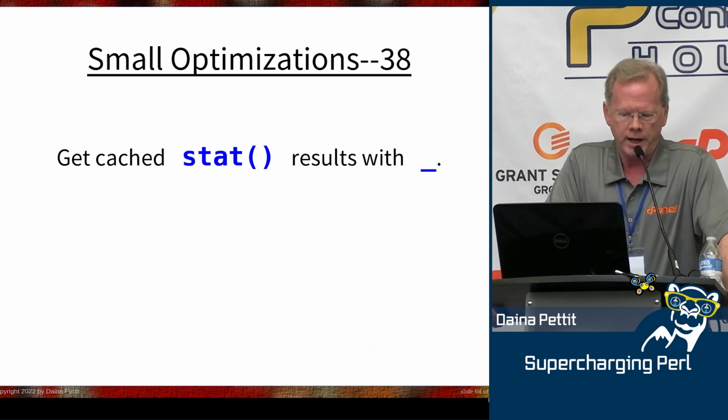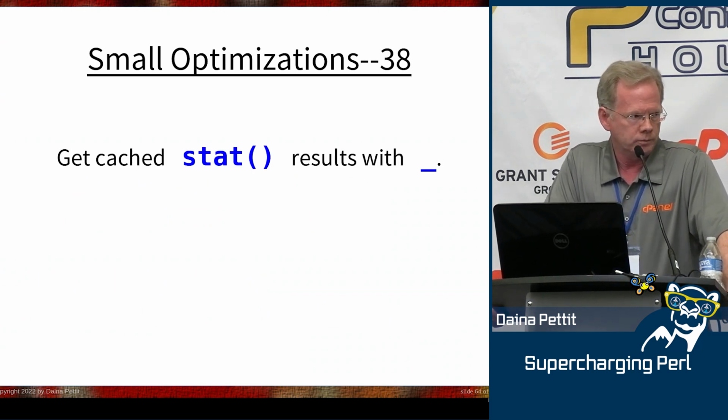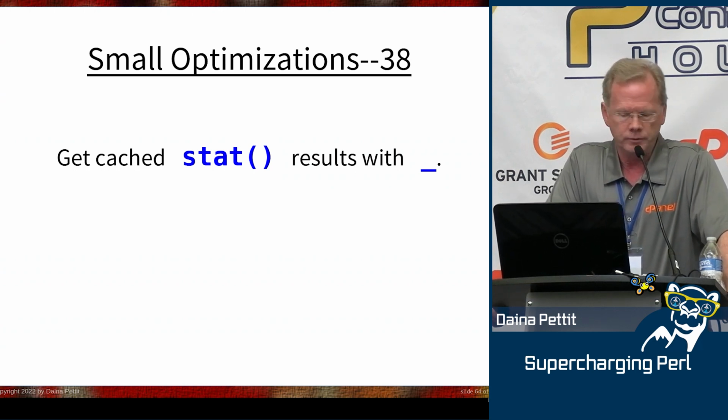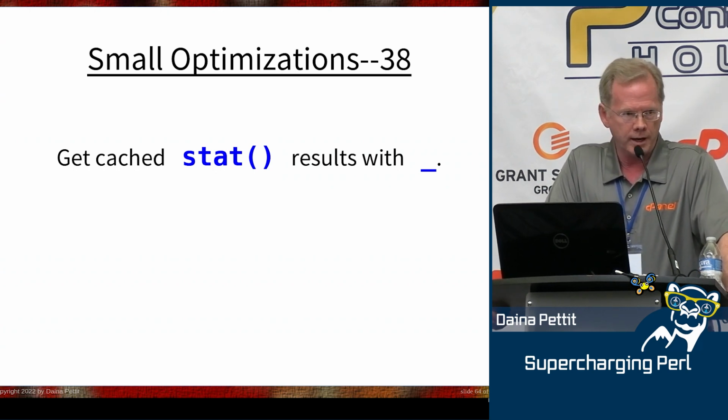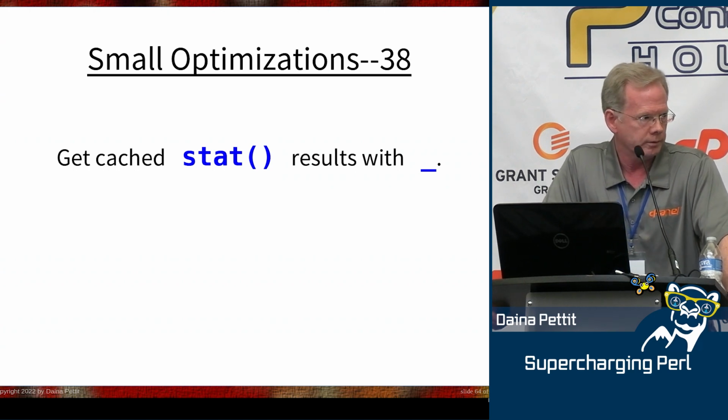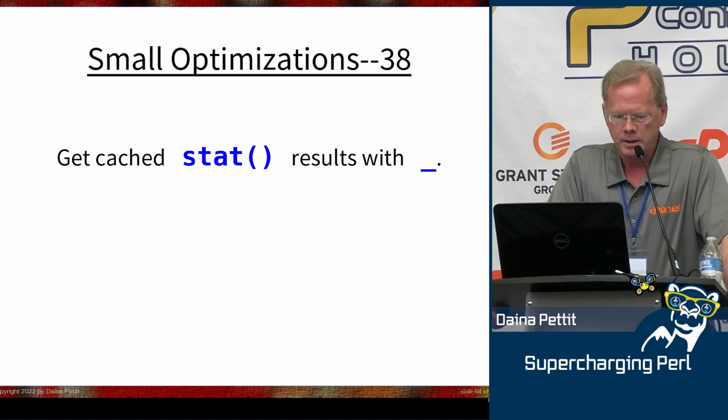If we're using the stat function on a file repeatedly, remember you can use the underscore variable to pull the previous stat values. Underscore is cached. It is the only Perl variable that does not have a sigil. There's no $ sign or anything like that in front of it.